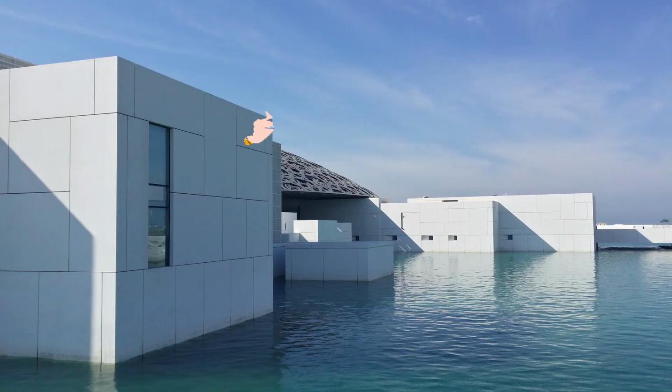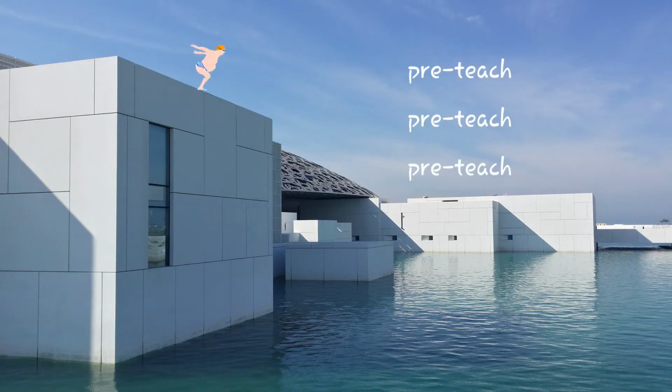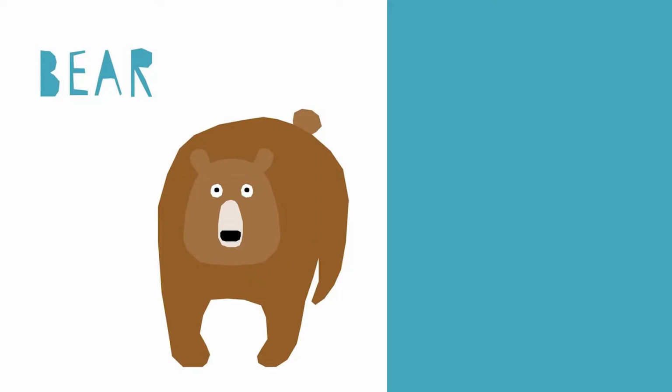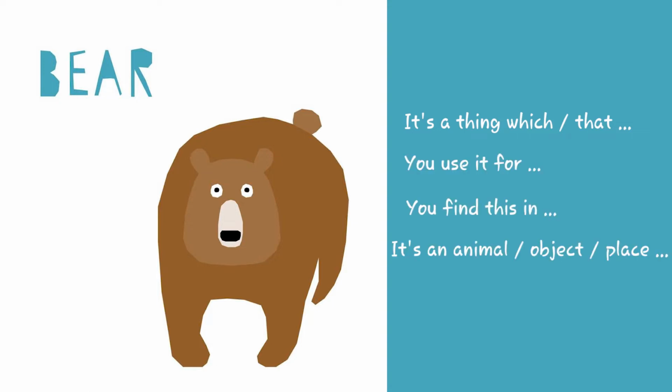But first, I like to pre-teach them or revise structures they're gonna use in this activity. Like it's a thing, which or that, use it for, you can find this in, it's an animal, it's a place, it's the opposite of, etc.